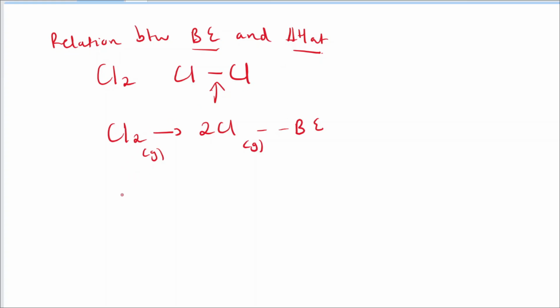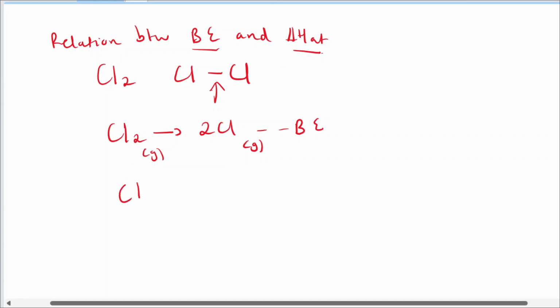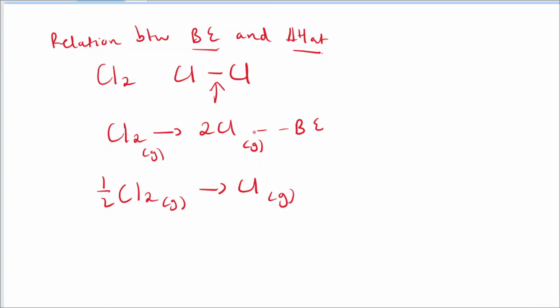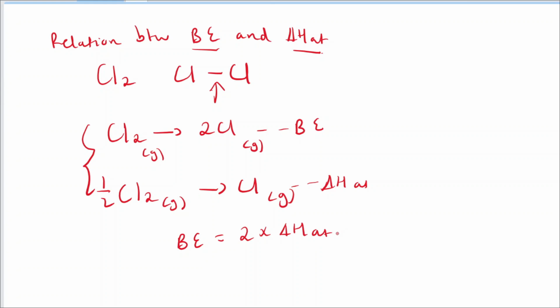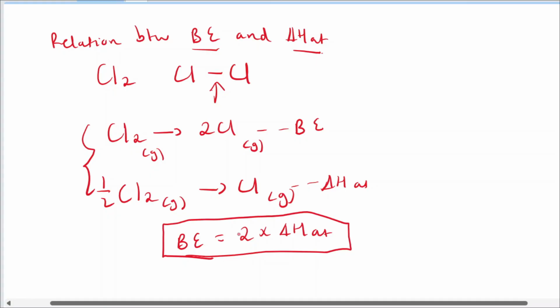If we talk about atomization, what is the equation for the atomization of chlorine? This was Cl2 gas becoming Cl gas, and here we keep a half over here. Now, do you see a relation between these two equations? The first one is like times 2 of this one, right? It's basically the same thing but just multiplied by 2. So you can see that bond energy is equal to 2 times delta H atomization. And this is a very important equation, and we will be using this a lot in solving our past paper questions. So just keep this in mind.